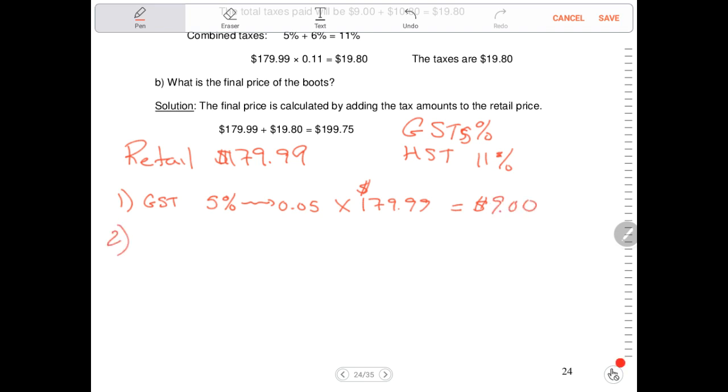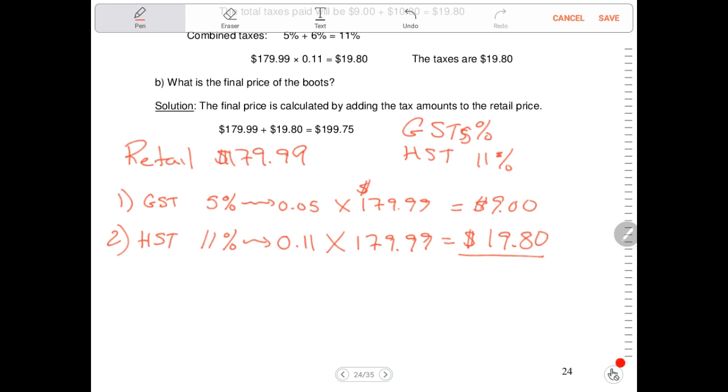Then you'd have to look at, well, the HST, harmonized sales tax, is 11%. If you do your whole procedure of dividing by 100, that gives you 0.11. You take that decimal, times it by the retail price of $179.99. I'll just punch that in here, 179.99. With rounding is essentially $19.80. You have to now figure out, well, what the heck is the total of my tax? How much taxes do I have in total?